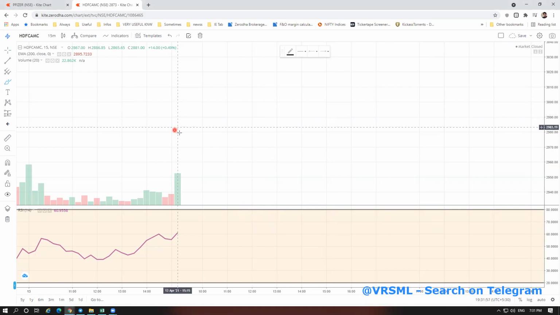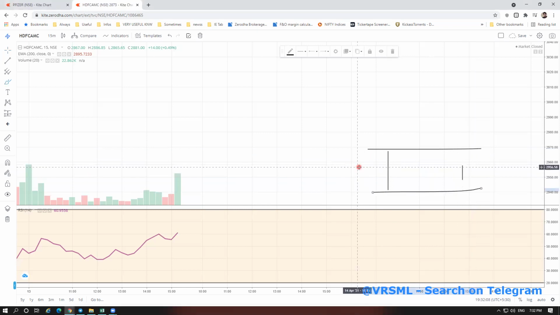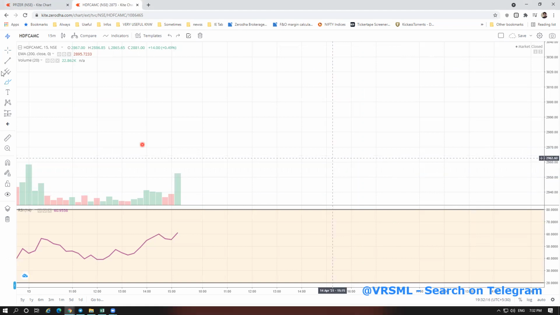A consolidated stock is nothing complicated. You just have to find a stock whose last 15 minutes candle closes inside the first 15 minutes candle range. Simple. The last 15 minutes candle needs to close within the range of the first 15 minutes candle. That's it.